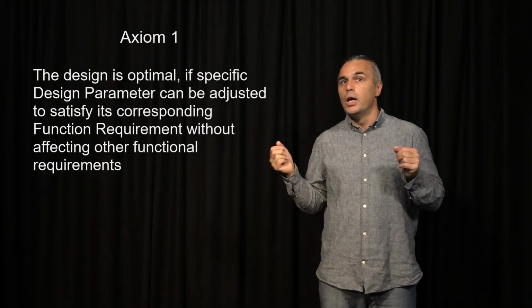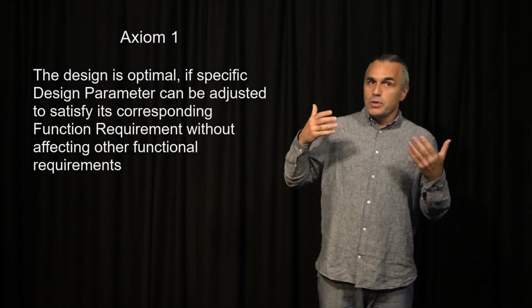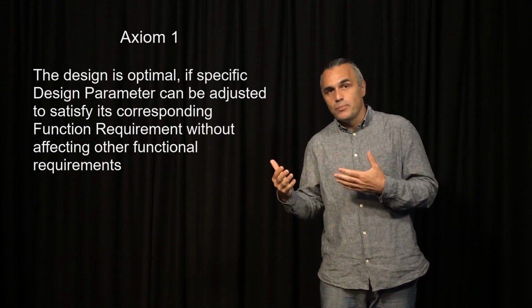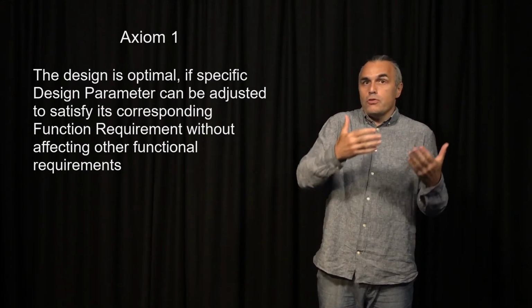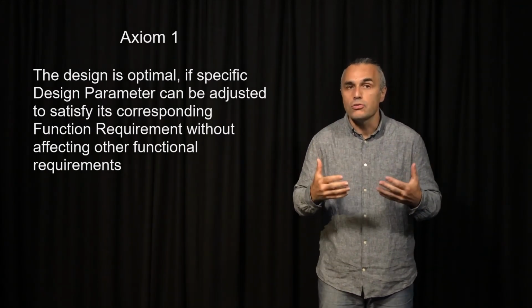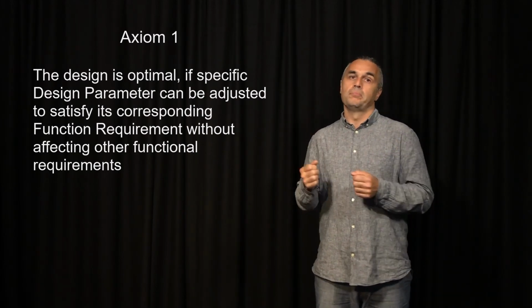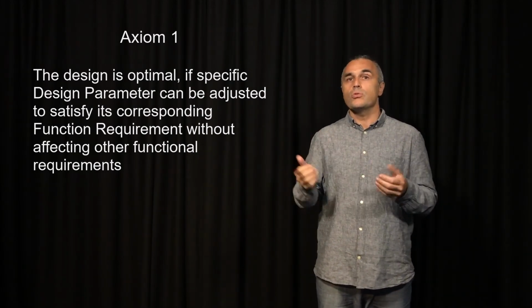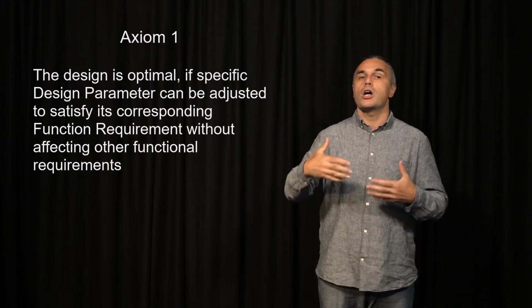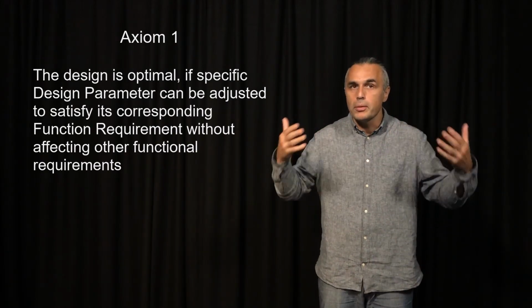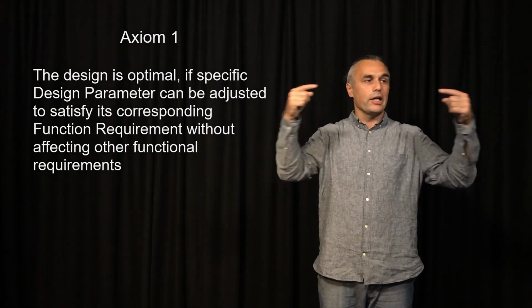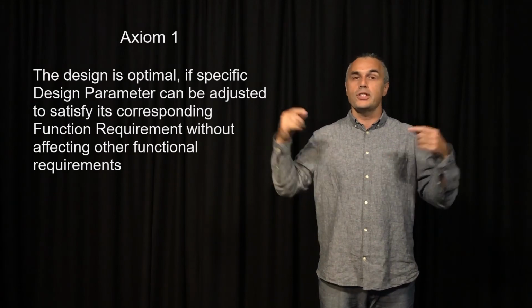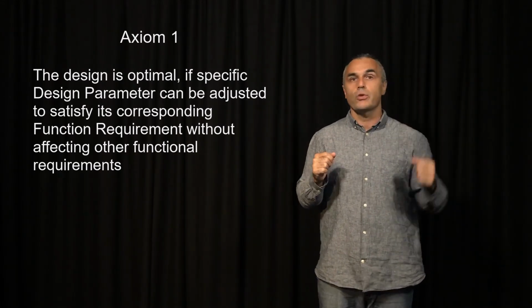Professor Suh noticed that the design is optimal from his point of view if a specific design parameter can be adjusted to satisfy its corresponding function requirement without affecting others. In other words, the system becomes autonomous. It falls apart into a set of scalar direct interactions from design parameter to function requirement.